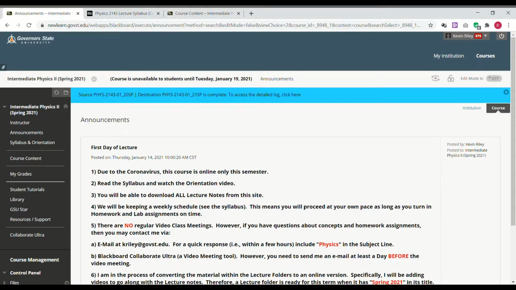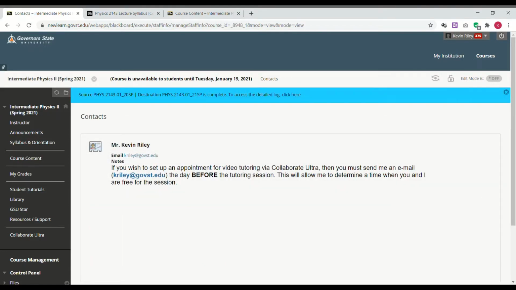The first thing I want to point out is when you click on Instructor, you will find out that I will be your instructor, Mr. Riley. One of the key things to note, since we do not meet as a class, is how you are going to get tutoring. You can schedule a tutoring session with me. Please note that when you want a tutoring session, you need to contact me via email one day before so we can set up a time and a date.